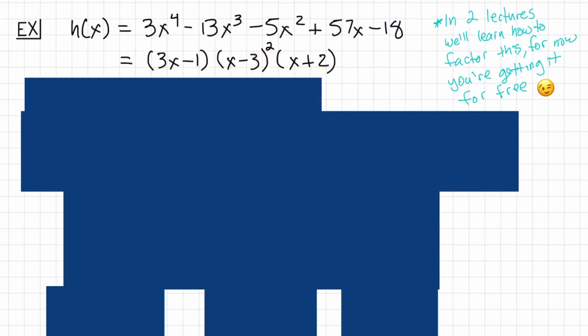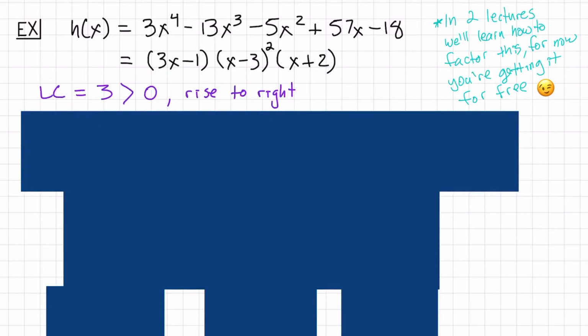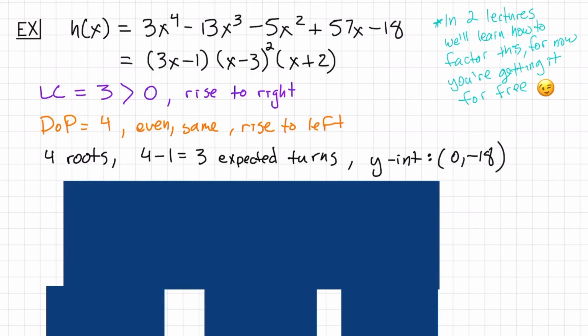So first, before we deal with this multiplicity stuff, let's go through our end behavior business. It has a leading coefficient of 3, so that means that it is going to rise to the right, and it has an even degree of the polynomial from this 4, so then we know that it's also going to rise to the left, and we expect 4 x-intercepts. We know there's 4 roots, and then we expect 3 turns. We can also get our y-intercept from this negative 18 at (0, -18).